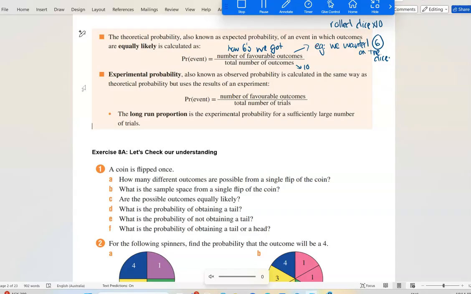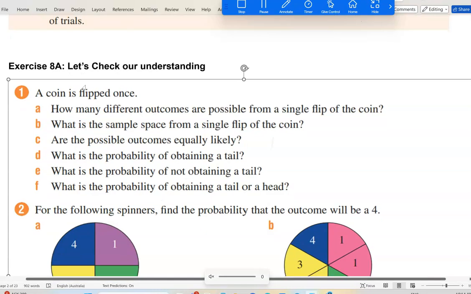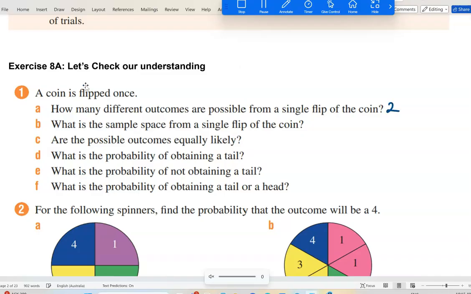All right, so let's have a look. If we go through the questions, they're going to be a bit easier. So a coin is flipped. How many different outcomes are possible for a single coin flip? So I've got a coin. What are the 2 options of the coin? So how many options are there? 2. So good. We've got 2.